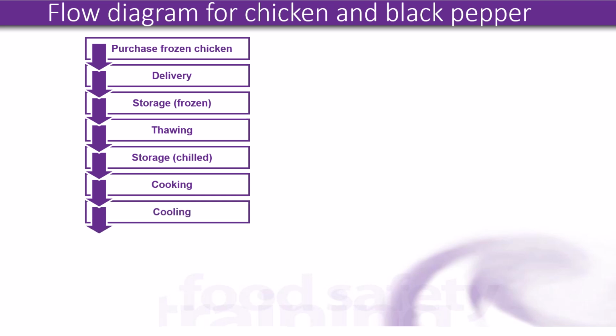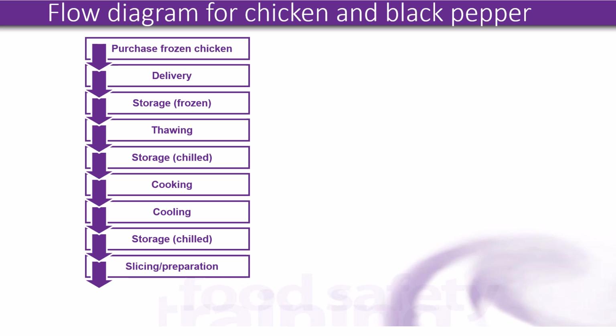Cooling: it must be cooled down as quickly as possible. Then storage in chilled containers, fridges at less than 4 degrees Celsius. It is sliced or prepared. Then it is served. So that's the chicken part of the operation.